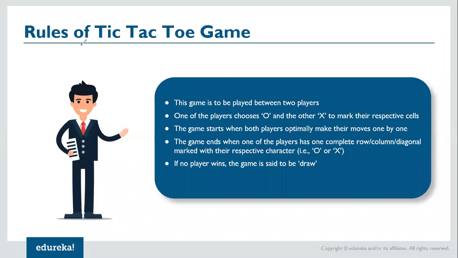Now let us look at a tic tac toe game. We all have played tic tac toe, so we will try to understand the rules to play this game, and then the winning and losing condition, and draw condition, and then we will write an implementation for this. This game is to be played between two players. One of the players chooses 0 or O, you can call it, and the other chooses X to mark the respective cells. The game starts when both players optimally make their moves one by one. The game ends when one of the players has completed a row, column, or diagonal marked by the respective characters. If no player wins, the game is said to be a draw, right?